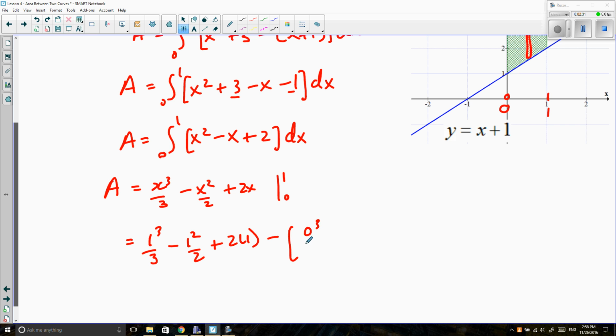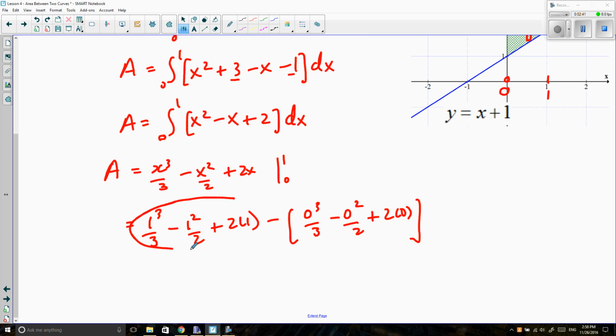So we get 0 cubed over 3 minus 0 squared over 2 plus 2 times 0. All of this is going to end up being 0 anyway, so your answer is going to come all from the expression at 1. So we get 1/3 minus 1/2 plus 2. And when we combine these all together, we're going to get 11 over 6 as the area between these two curves.